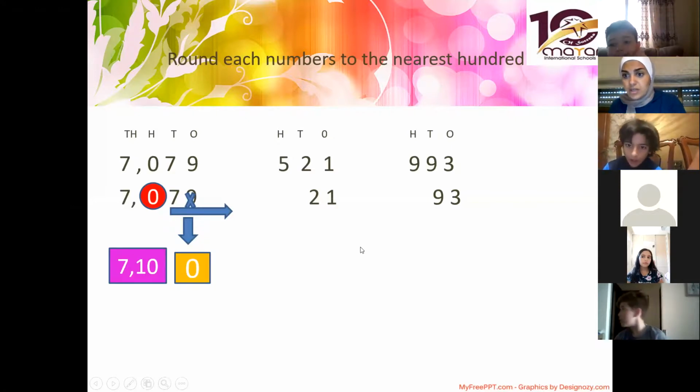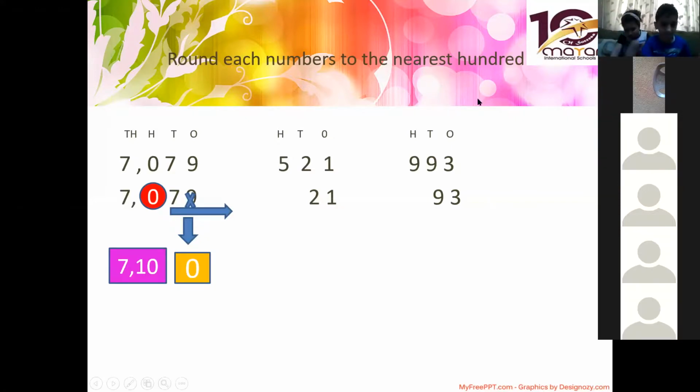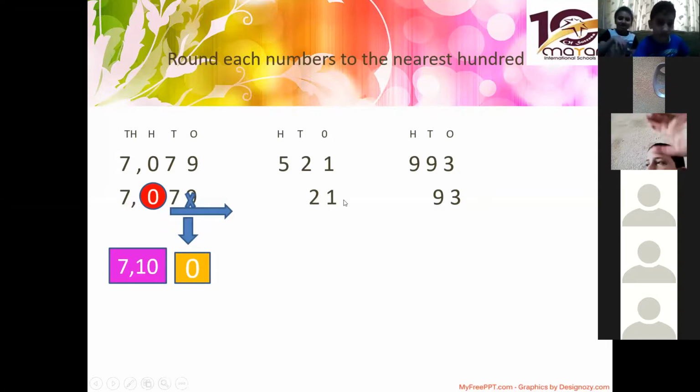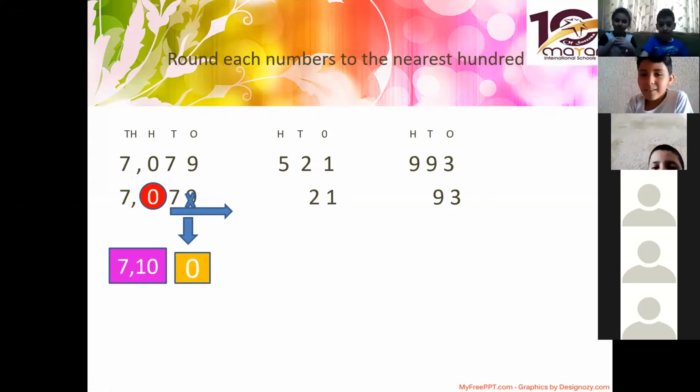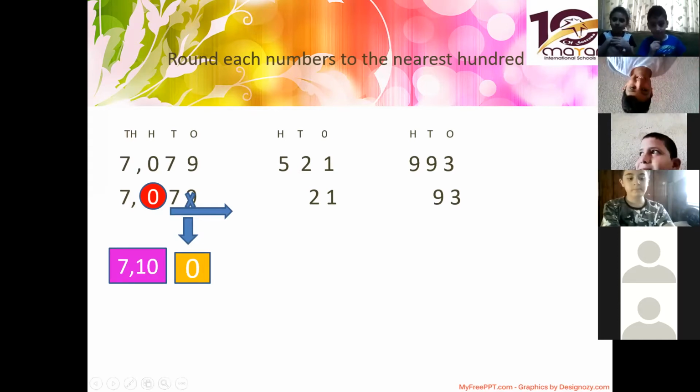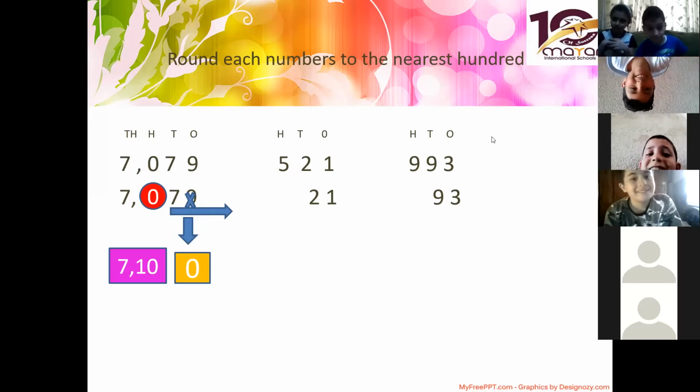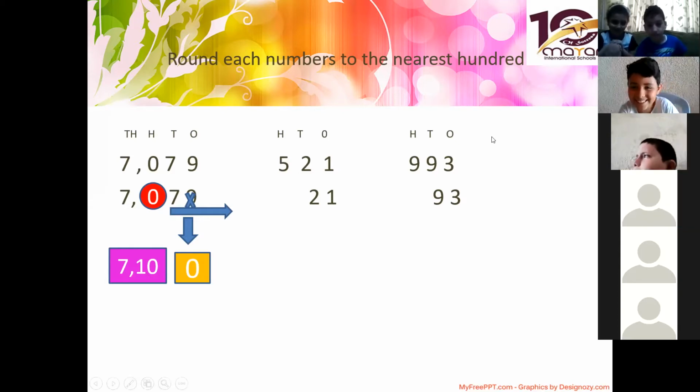Who wants to answer? Yes. Hashem, did you answer? Okay. We have 521. What comes before and after, 500 and 600? But look at the tens. It's less than 5. So where do you think it's going to be?